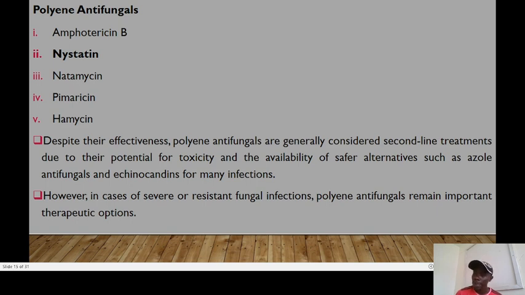Despite their effectiveness, polyene antifungals are generally considered second-line treatment, purely because of the potential for toxicity and the availability of safer alternatives such as the azole antifungals and the echinocandins for some of these infections. However, in severe cases, where we have resistant fungal infections, polyene antifungals remain important.